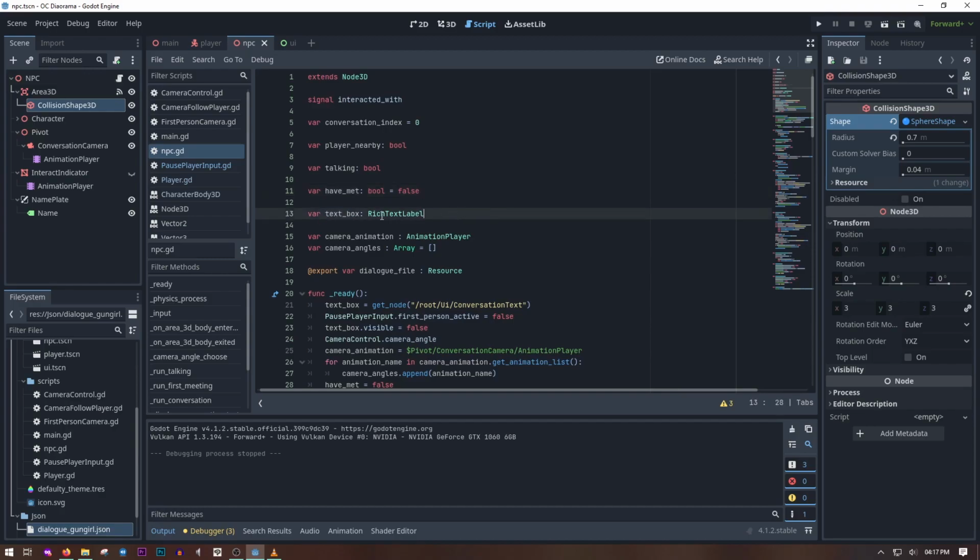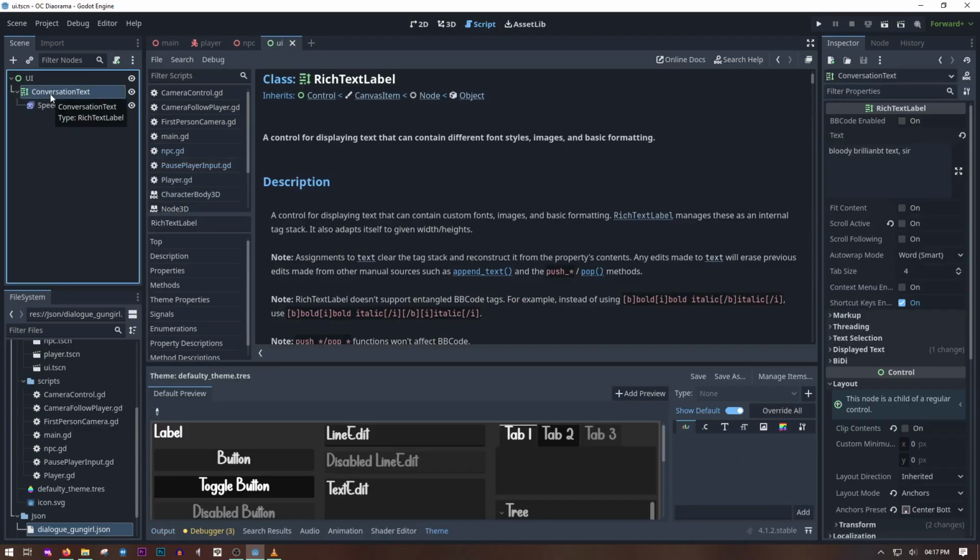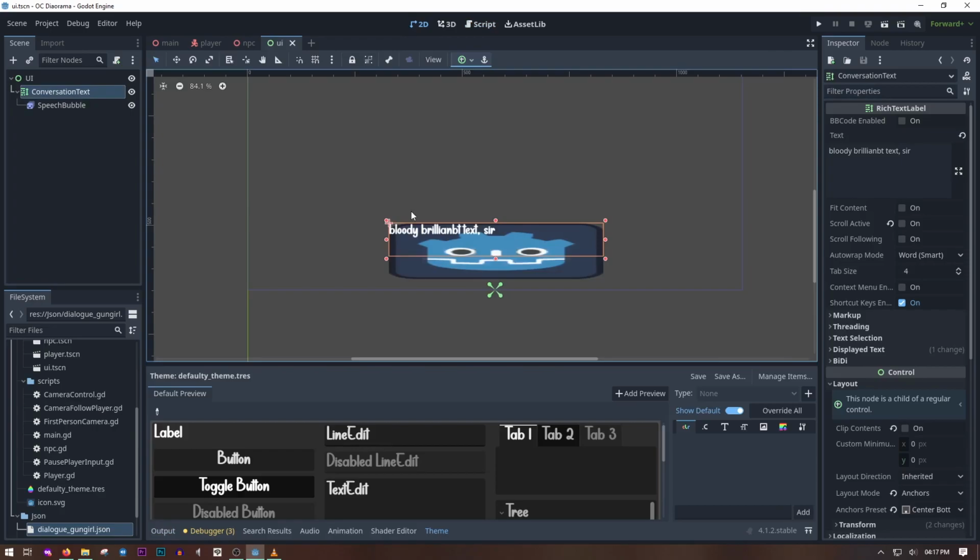Text box, rich text label. So that is in the UI. Well, we've got the rich text label here, which is this. I just randomly got a font from online and put it in there. It looks pretty good.